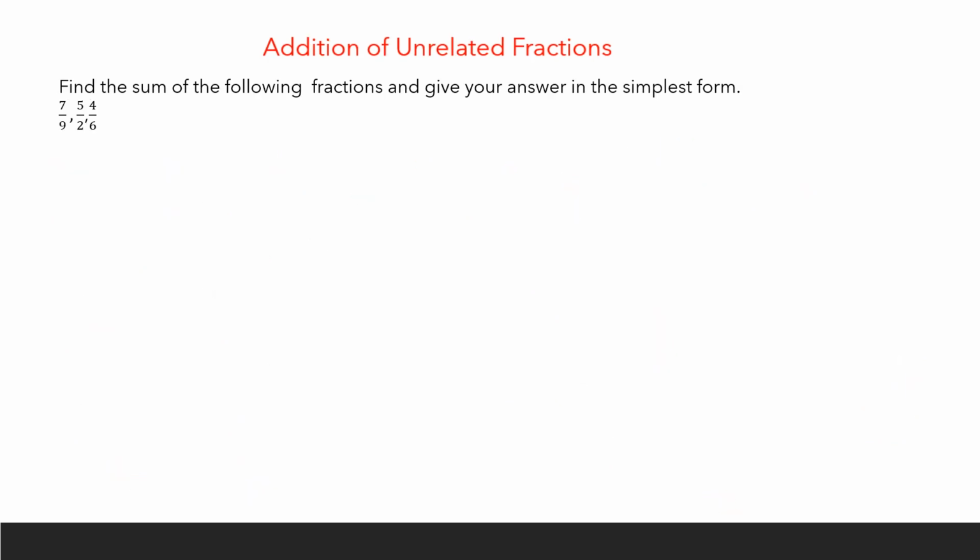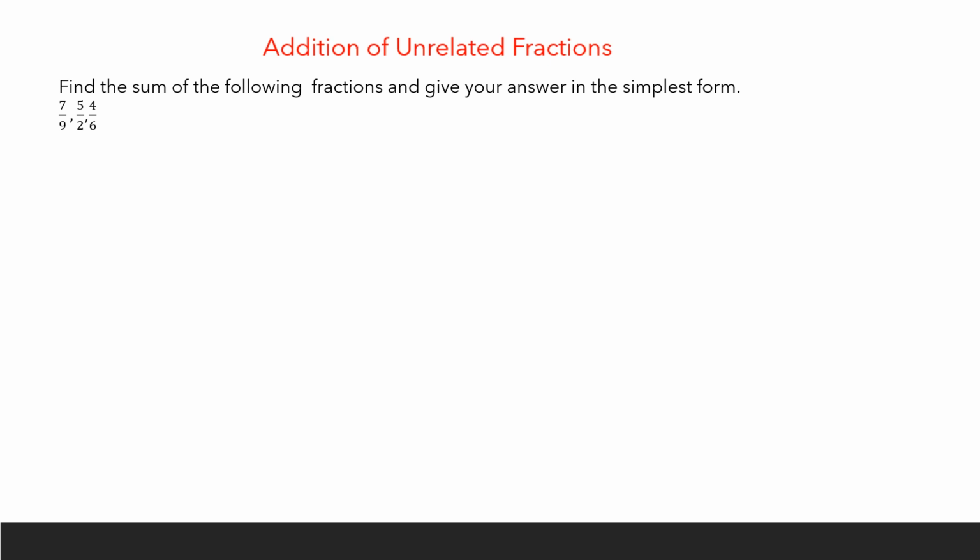And now here is another example of addition of unrelated fractions. Again, the question is the same. We need to find the sum of these fractions, and we need to give the answer in the simplest form. Here our fractions are 7 by 9, 5 by 2, and 4 by 6, and our denominators are 9, 2, and 6. So in this case, these are unrelated fractions because 2 is not a factor of 9 and 6 is also not a factor of 9. So we can solve this problem with the help of LCM.